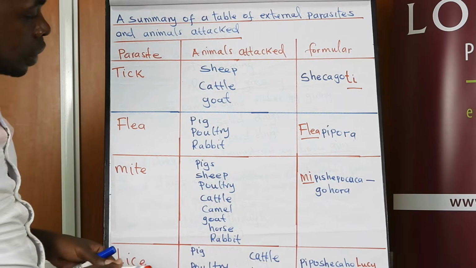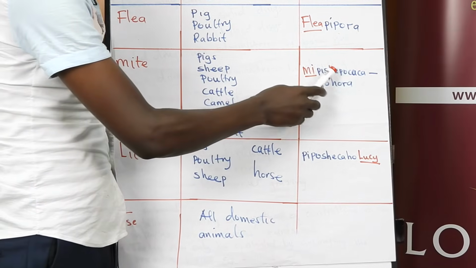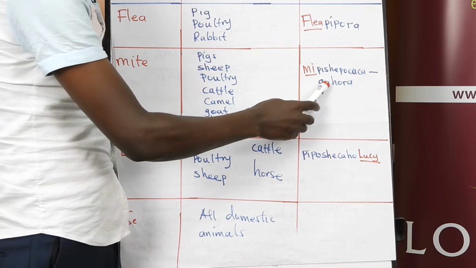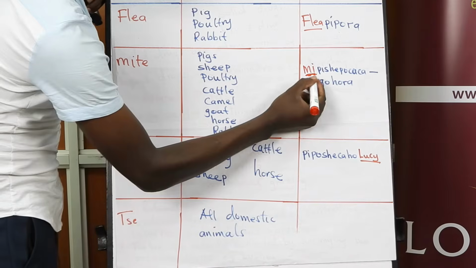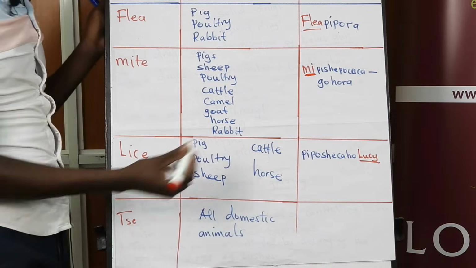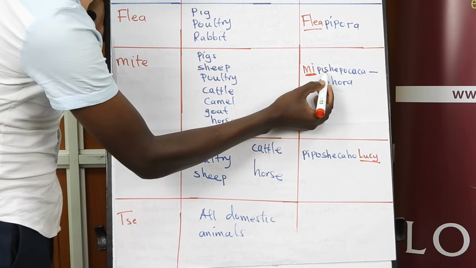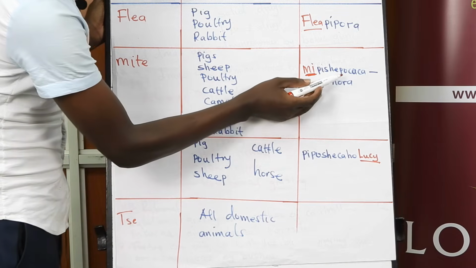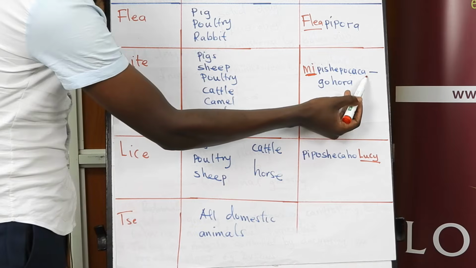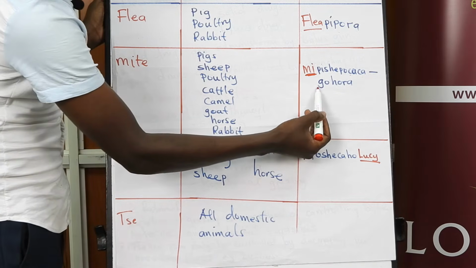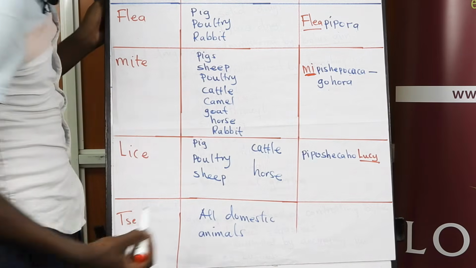And the formula is Mi-Pi-She-Po-Ka-Ka-Go-Ho-Ra, where Mi stands for the parasite itself, P stands for pig, She for sheep, Po for poultry, the first Ka stands for cattle, the second one stands for camel, then goat, horse and rabbit.